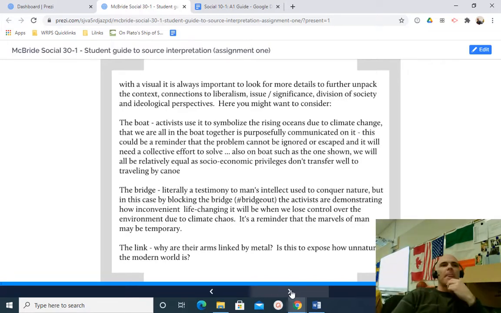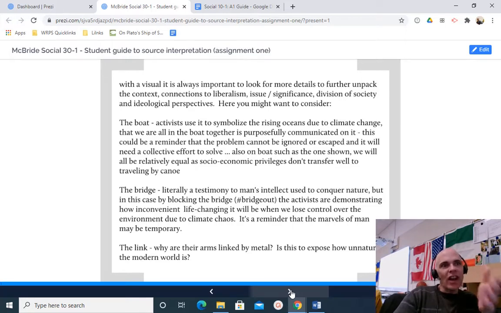To further unpack the context, for example, the boat. Activists use it to symbolize the rising oceans due to climate change, and we are all in this boat together. It was purposely communicated on it. This could be a reminder that the problem cannot be ignored or escaped, and it will need a collective effort to solve. The bridge, literally a testimony to man's intellect, right?